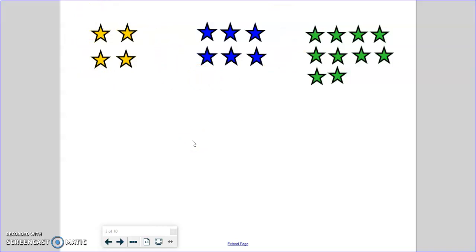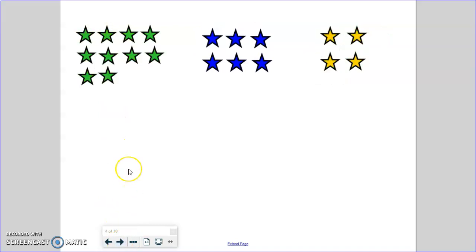If we swap it around and we want to talk about the smallest number of stars, which color has the smallest number of stars? The yellow. The yellow stars, there are only 4, and 4 is the smallest number of stars on this page. Good job.